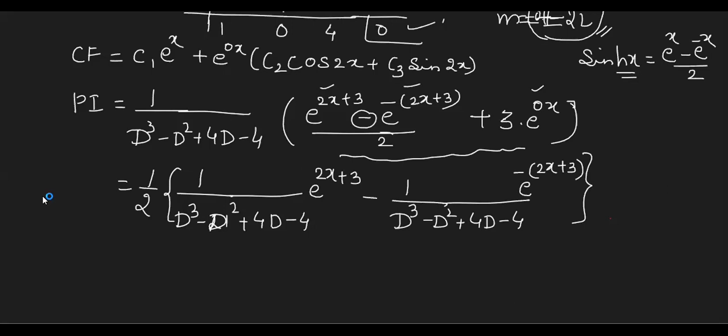Now what is my third term? This is plus. In this, 3 into e raised to 0x is there, so I'll write the constant 3 outside. Then 1 upon d cube minus d square plus 4d minus 4, and the function for the third one is e raised to 0x. Correct? Is the part clear, how we split it into 3 terms?